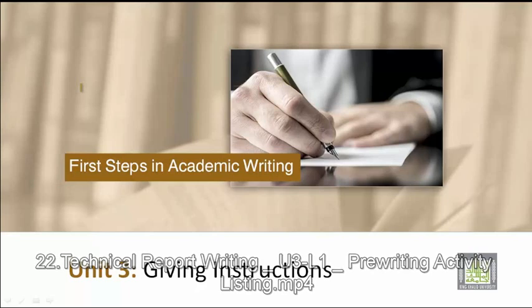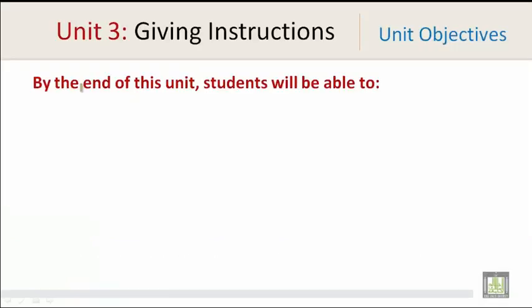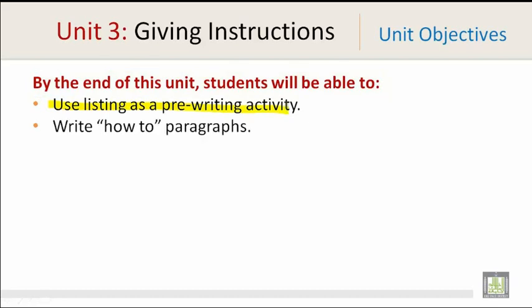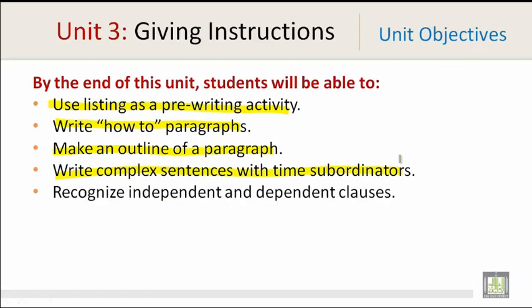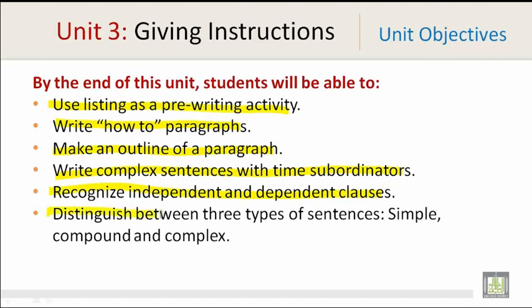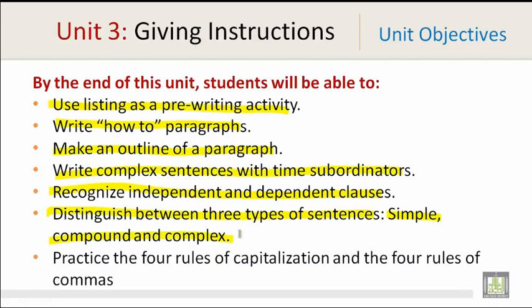Unit 3, giving instructions. Unit objectives. By the end of this unit, students will be able to use listing as a pre-writing activity, write how-to paragraphs, make an outline of a paragraph, write complex sentences with time subordinators, recognize independent and dependent clauses, distinguish between 3 types of sentences: simple, compound, and complex, and practice the 4 rules of capitalization and the 4 rules of commas.